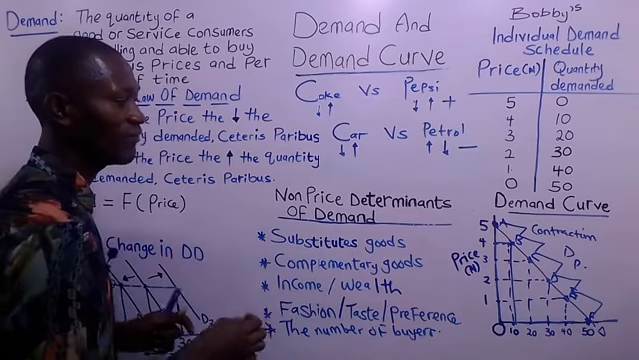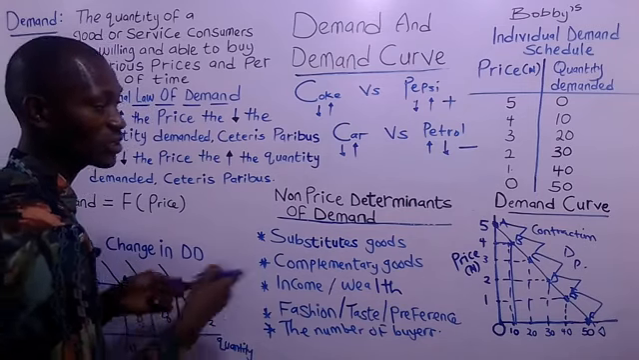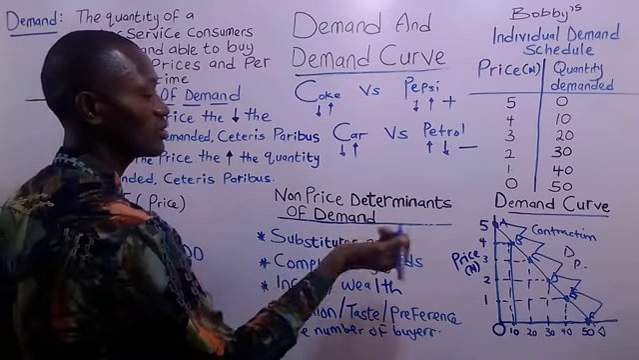So how does income affect the demand for a commodity? With respect to income, we are going to be explaining that using two types of goods.